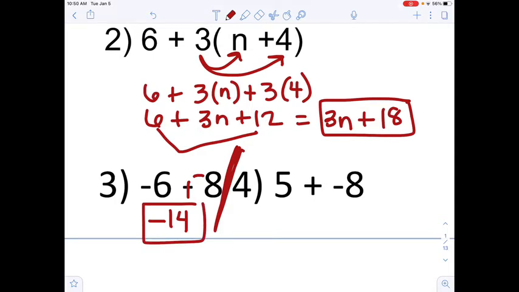Then we have 5 plus negative 8. They have different signs, so I'm going to subtract. I'm going to subtract their absolute values. 8 minus 5 is 3. And then I have to keep the sign of the larger absolute value. Well, that's the negative 8, so I know that my answer is negative 3.